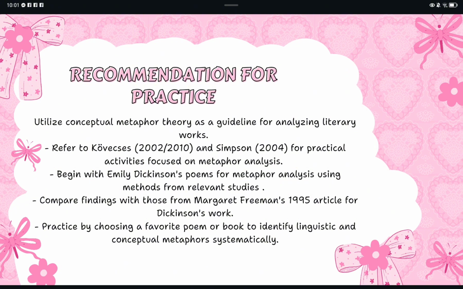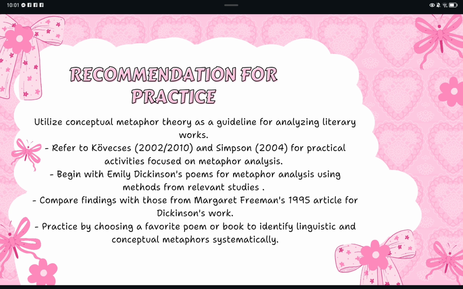So next is recommendations for practice. Utilize conceptual metaphor theory as a guideline for analyzing literary works. Refer to Kövecses 2002 and 2010 and Simpson 2004 for practical activities focused on metaphor analysis. So, CMT explains how we understand abstract concepts through concrete experiences. Metaphors are also cognitive tools that shape our thinking and language.